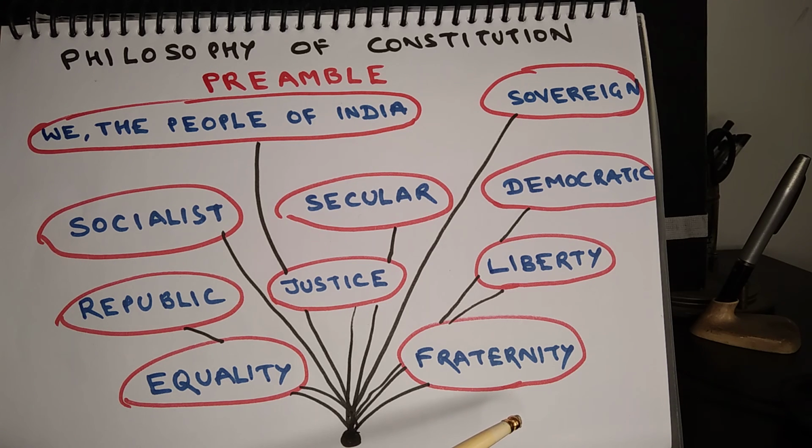So to sum up, I talked about the definition of the Constitution that says that the collection of laws made to govern a country or an institution is called Constitution. Then I talked about the history of making of Constitution of India. And then I talked about the philosophy of Constitution of India, which is basically the preamble of Constitution. I tried to explain the meanings of various keywords in the preamble of the Constitution of India.